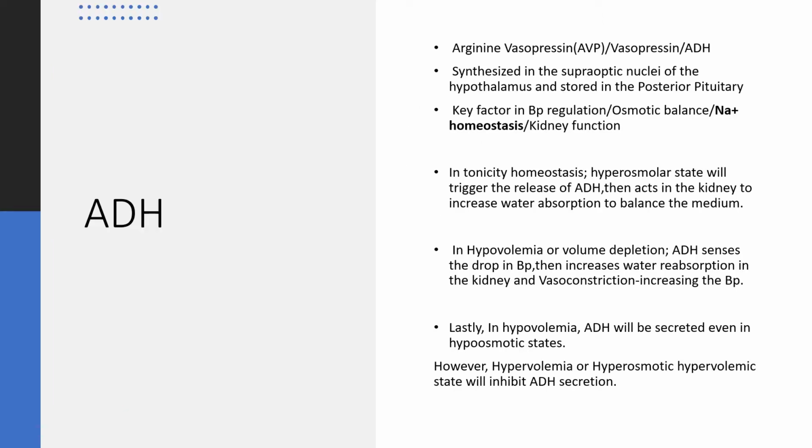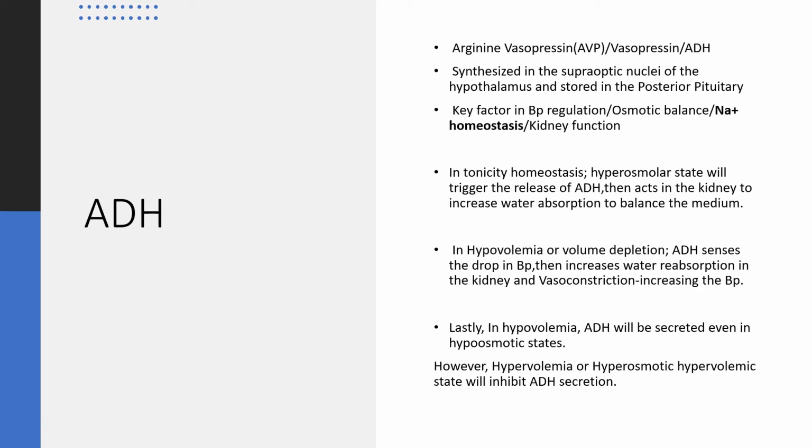Okay, ADH. Because we'll come across ADH a lot in the course of this presentation, I will take the time now to define it. ADH is antidiuretic hormone, otherwise known as arginine vasopressin, or some call it vasopressin, others call it ADH. It is synthesized in the supraoptic nuclei of the hypothalamus and stored in the posterior pituitary. Actually, there are only two hormones stored in the posterior pituitary, ADH and oxytocin. And that is why oxytocin is another hormone with antidiuretic effect.